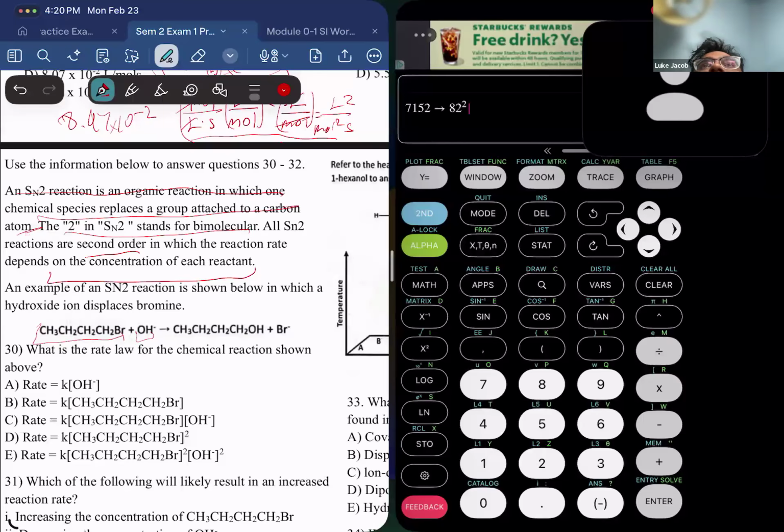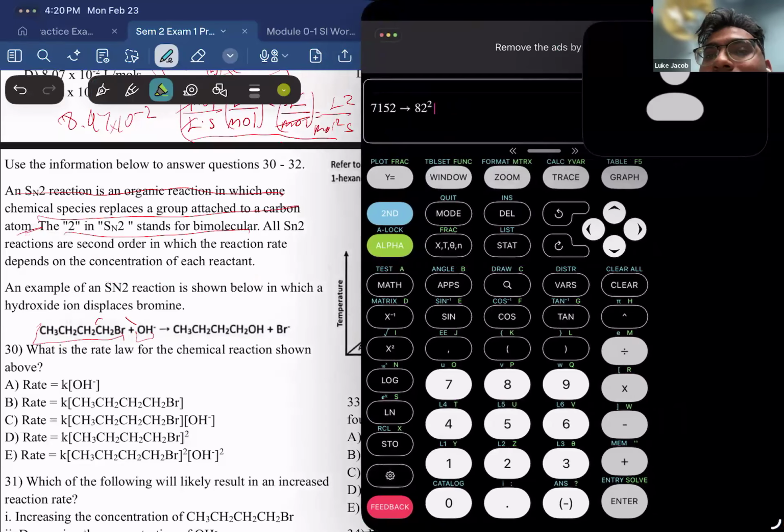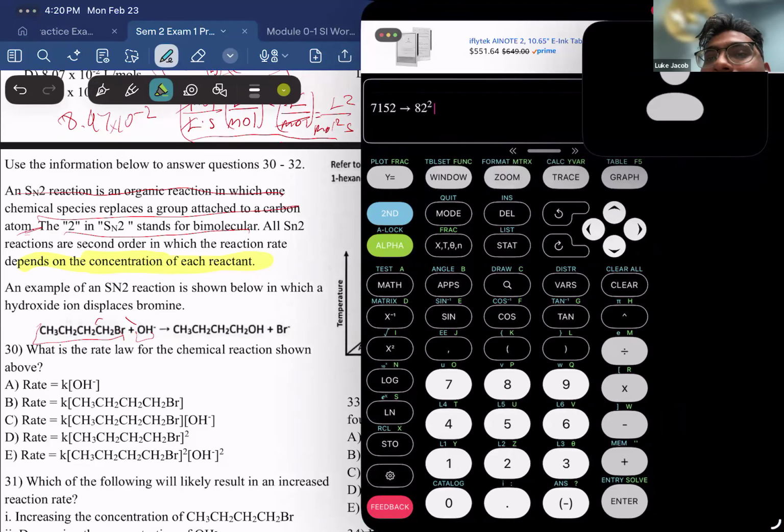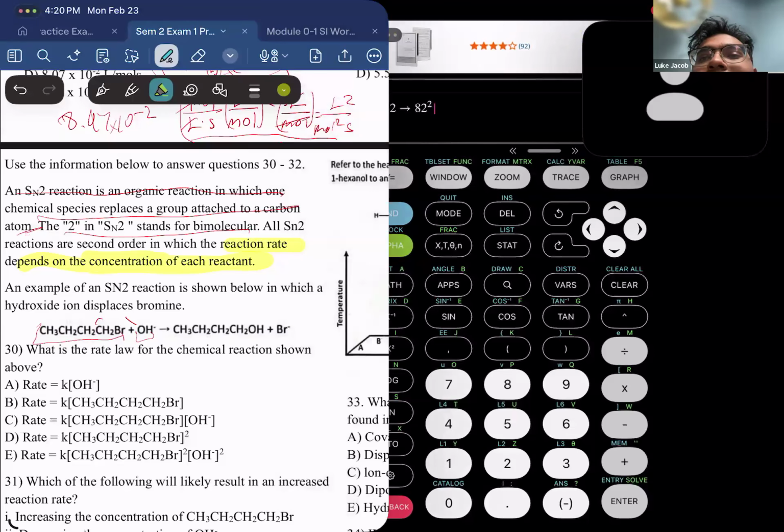So this is an exception, I guess, to what we talked about, where we need to only know the experimental data or the reaction mechanism. If they just straight up tell us what we need to know, then we don't need the other two things. So for this case, we see that there are two reactants, and based off this part in the reaction, the reaction rate depends on the concentration of each reactant. We can conclude that the answer choice here is C.